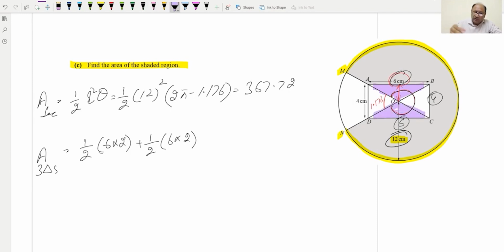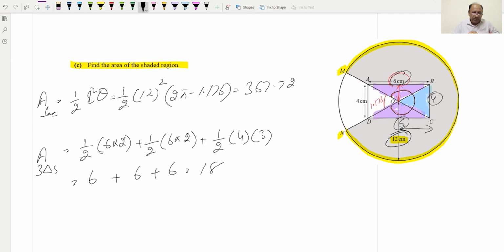And the third triangle will be this one, which is 1 by 2 into base is 4 and height is how much? Height is 3 basically. So 4 into 3 we can take, because 3 is this side. So we can calculate, 12 divided by 2 will be 6, this will be again 6, and this will be again 6. So this will be 18.